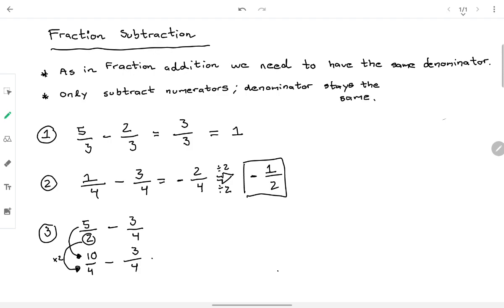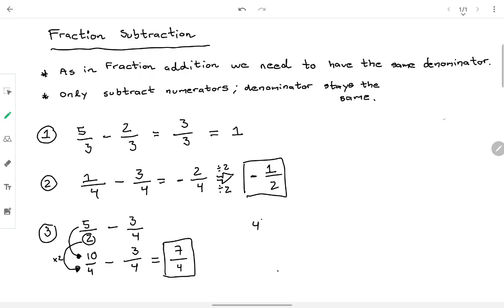Then we can subtract these ones. Remember, our answer will be fourths, or quarters. In this case, 10 is bigger than 3, so the answer will be positive. We will have 7/4. This fraction cannot be simplified because 7 is a prime number, so that is going to be our final answer. So let's see another example.